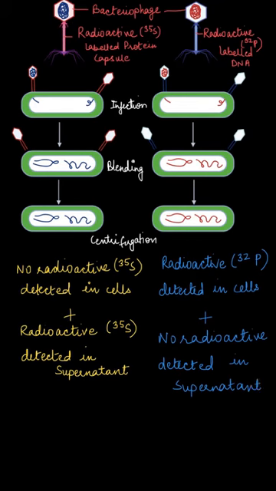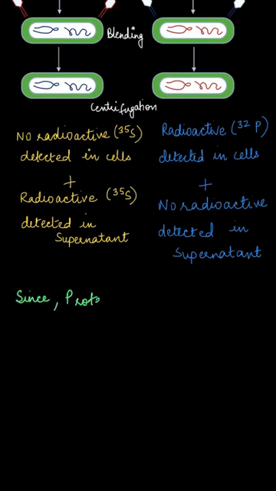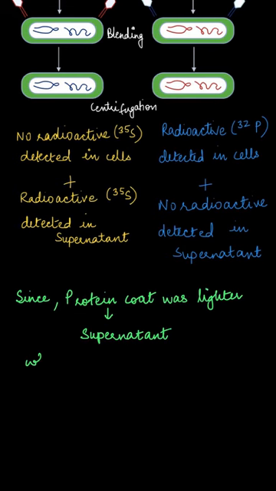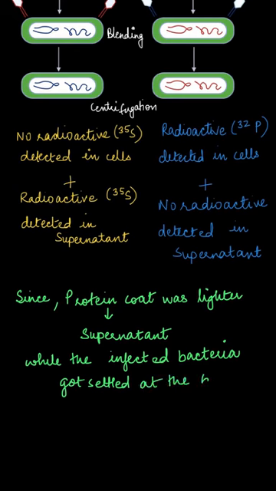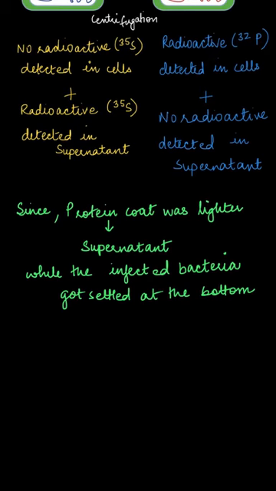So from these observations, they concluded that since the protein coat was lighter, it became the supernatant, while the injected bacteria settled at the bottom. So in the first case, we can say that the radioactivity was seen in the protein coat, which stayed in the supernatant and not in the cells. But in the second case, the radioactivity was seen in the cells and not in the supernatant.